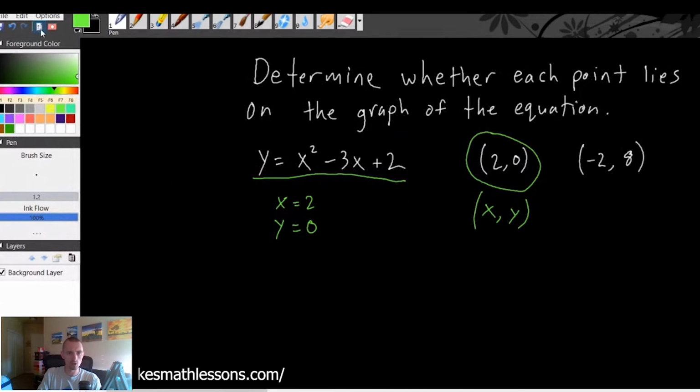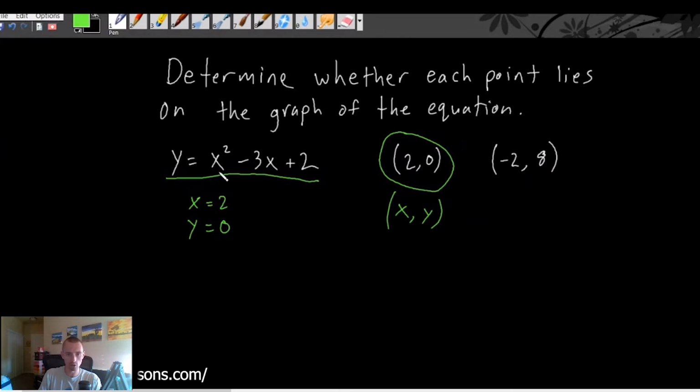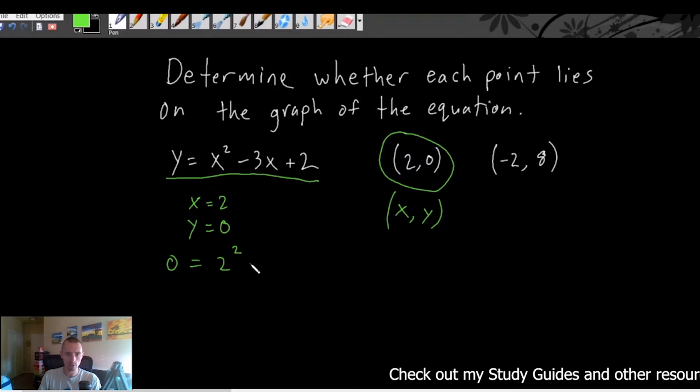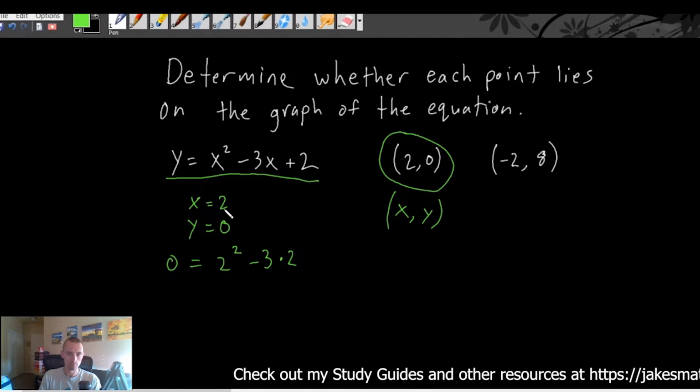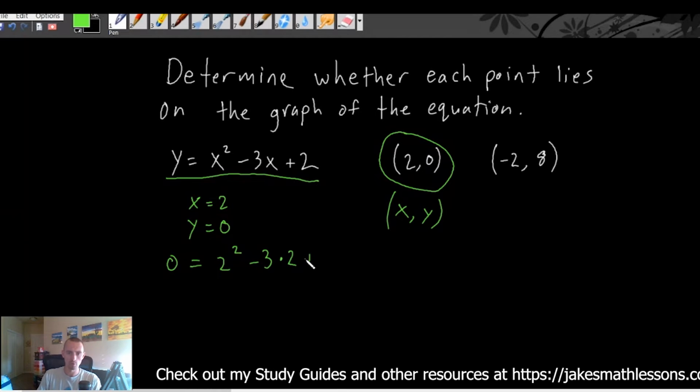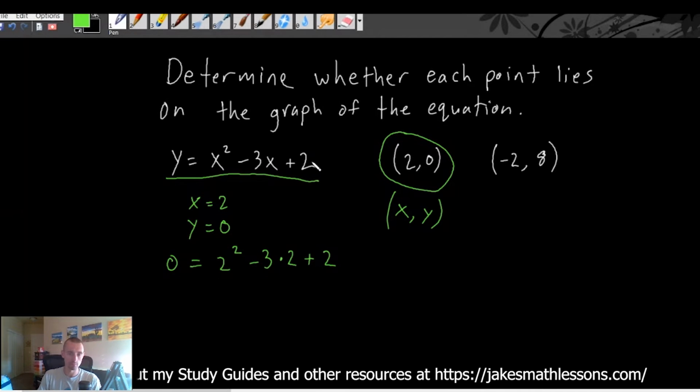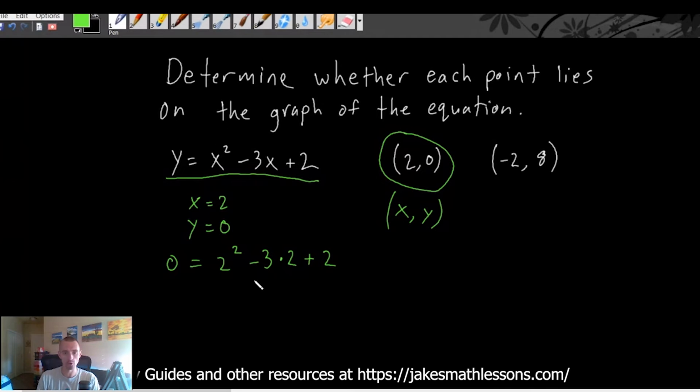So to figure this out, all we have to do is replace all of our x's in our equation with the number 2, replace all of our y's in the equation with the number 0, and see if it's equal. So if you put 0 in for y, we're going to get 0 on the left side equals x, which is now 2 squared, minus 3 times 2, because x is 2, plus 2. And that one's not an x, we just had a 2 in our equation right there.